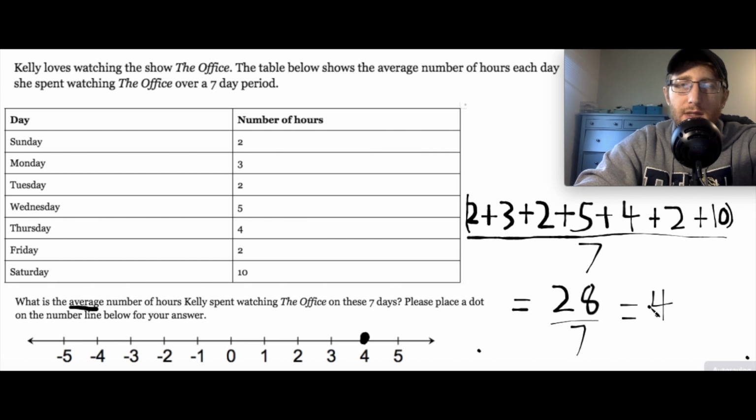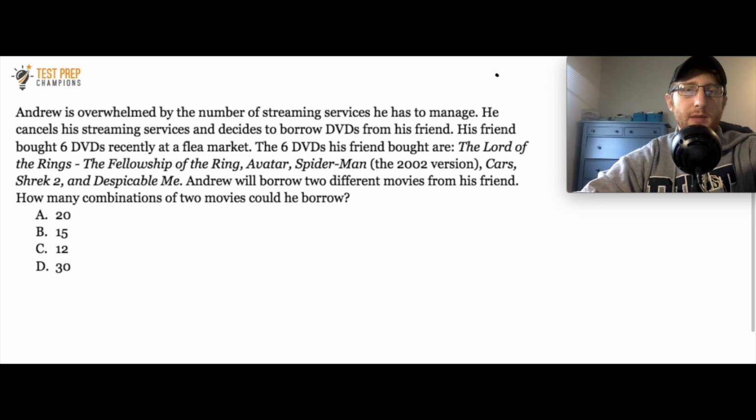Hopefully this makes sense. Andrew is overwhelmed by the number of streaming services he has to manage. He cancels his streaming services and decides to borrow DVDs from his friend. His friend bought 6 DVDs recently at a flea market. The 6 DVDs his friend bought are Lord of the Rings: The Fellowship of the Ring, Avatar, Spider-Man, Cars, Shrek 2, and Despicable Me. Andrew will borrow 2 different movies from his friend. How many combinations of 2 movies could he borrow?